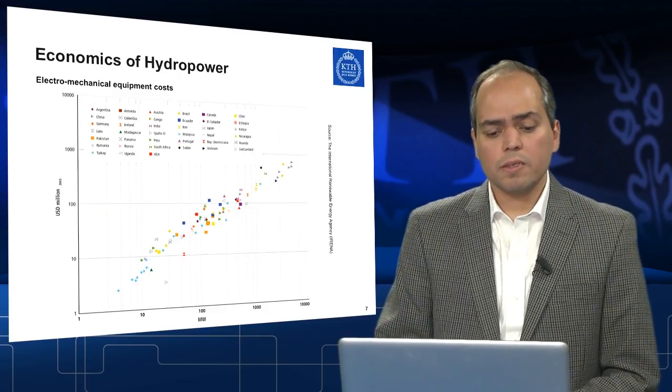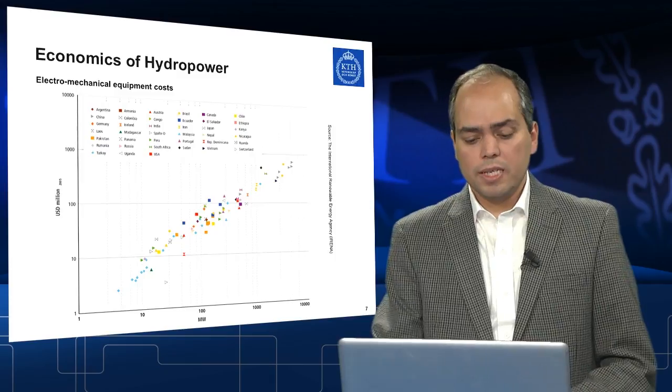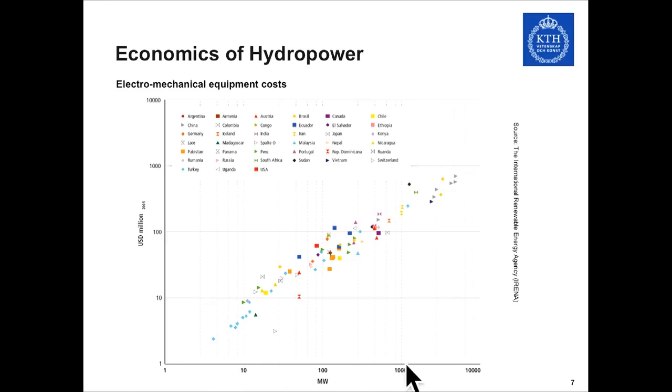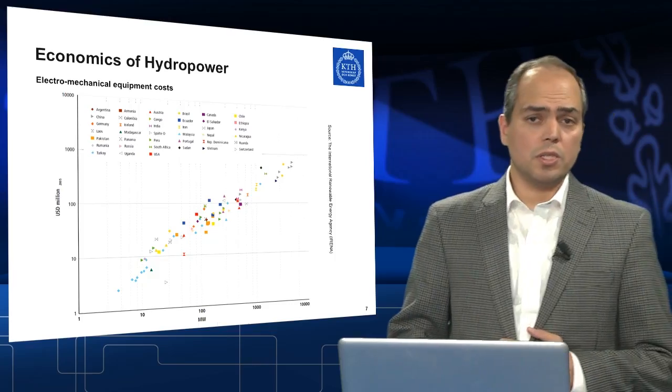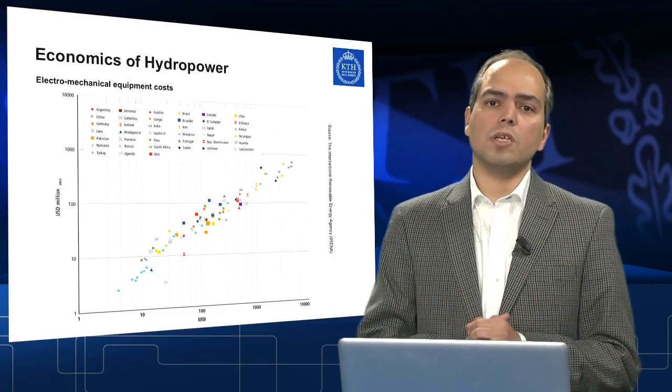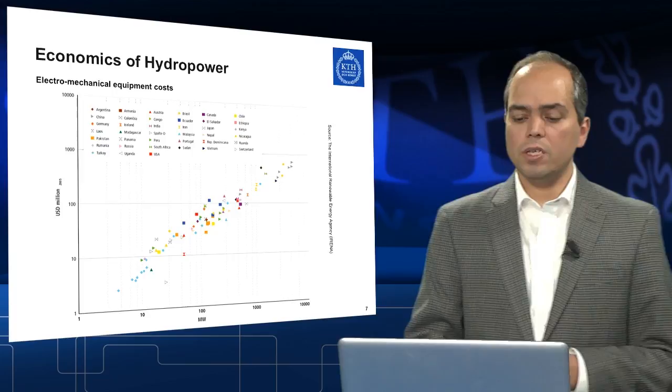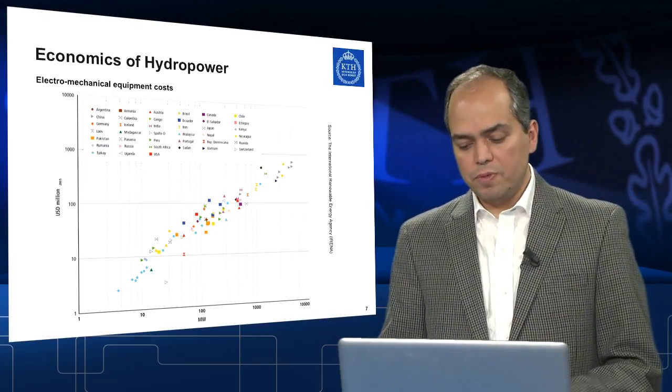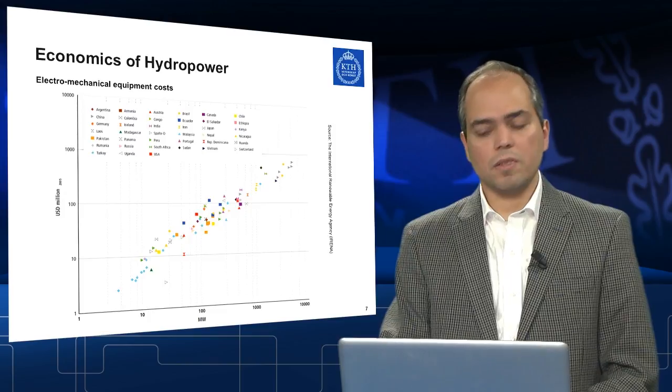If we take a look at the electromechanical equipment cost, then here it shows the different sizes in megawatts, from up to 100 megawatt and 1000 megawatt, and then this is the cost in US millions for the different projects. So you could see that there is a very good correlation between the cost and the power. It's because the electromechanical items and equipment have well matured techniques and developments. So there is a very strong correlation between the cost and the size of a project.